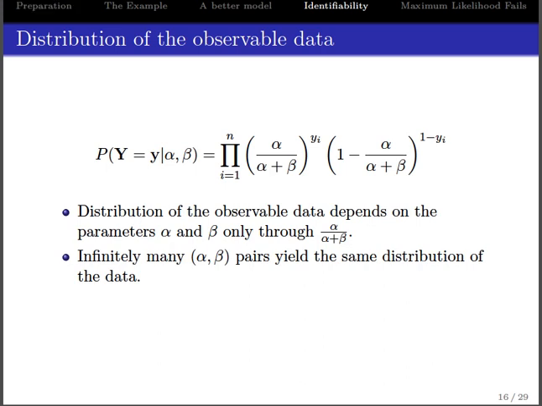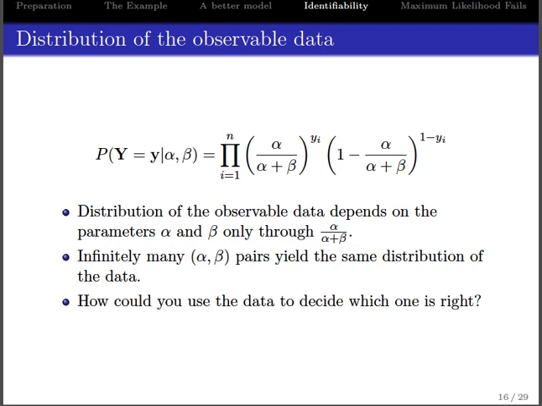Any pair alpha beta satisfying that alpha over alpha plus beta equals a constant is going to give you exactly the same probability distribution. And so how could you use the data to decide which one of those alpha beta pairs is the right one?